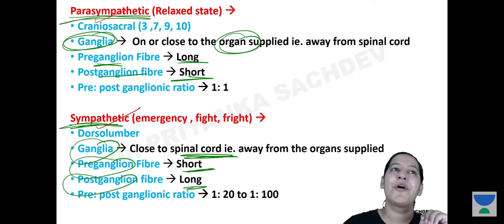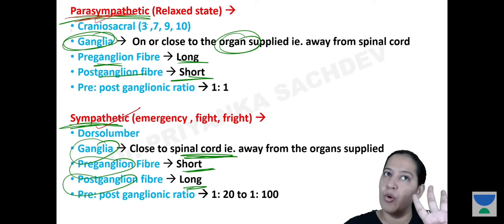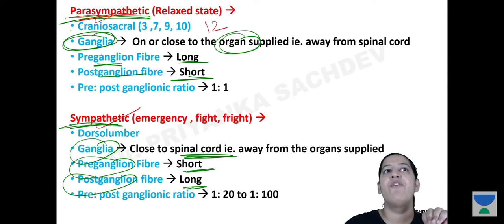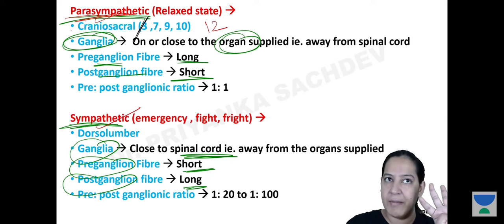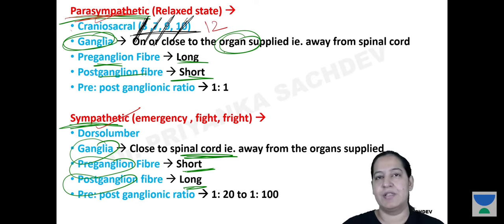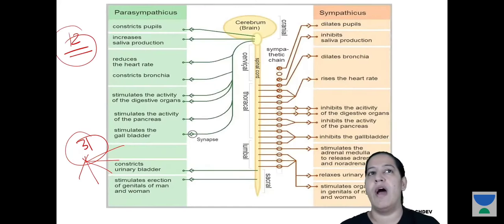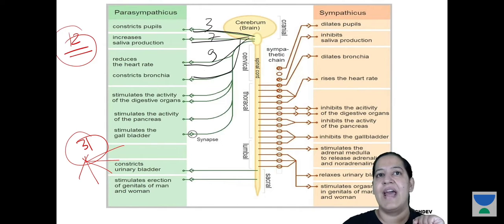So let me talk about parasympathetic. If you talk about the brain, the cranial nerves, there are only 4 out of the 12. That is nerve number 3, nerve number 7, that is facial, nerve number 9 and nerve number 10. So these are the 4 nerves which are parasympathetic. Out of 12, these 4 you have to learn. So nerve number 3, nerve number 7, 9 and 10. These are the 4 nerves which are parasympathetic from the brain.